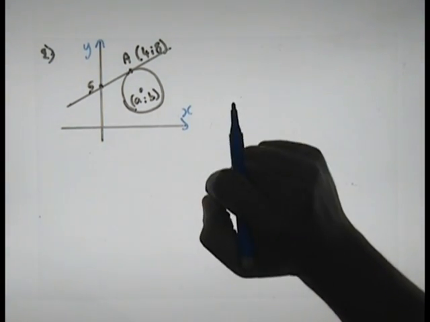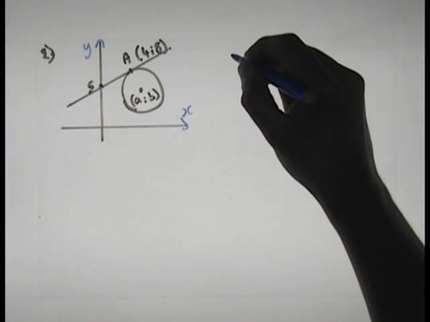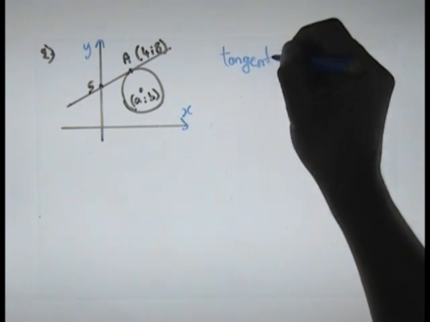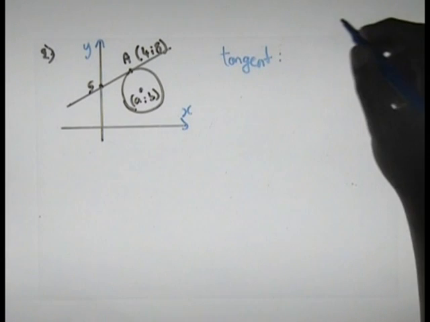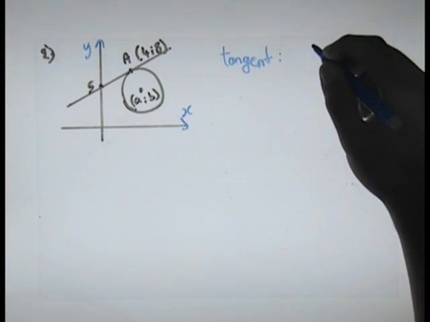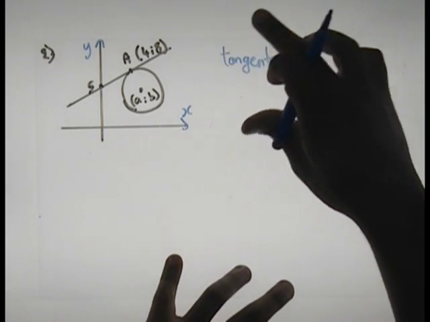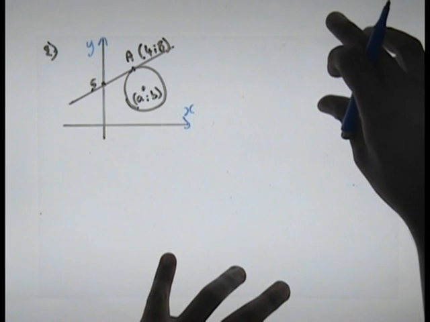We are going to be using gradient for this. First, we're going to start off by looking at the equation of our tangent. In fact, we don't need to find the entire equation of the tangent. We just need to find the gradient of the tangent.